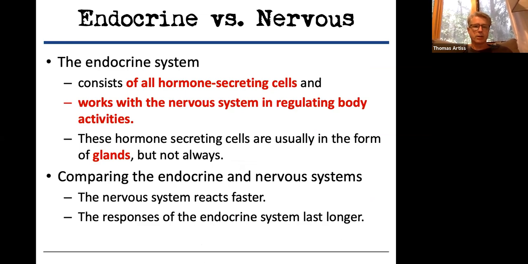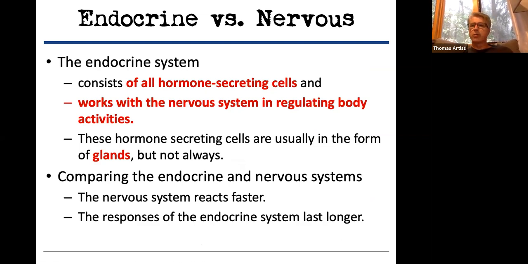So again, it's maybe sounding a little bit redundant here, but the endocrine system consists of all hormone secreting cells. Now, the reason I'm adding this slide to the deck when I've already mentioned this is that I wanted to point out that there are some cells in our body which are not specifically organized into glands, which still release hormones.